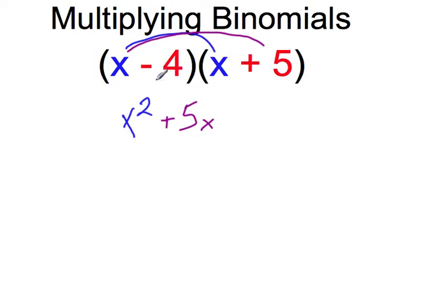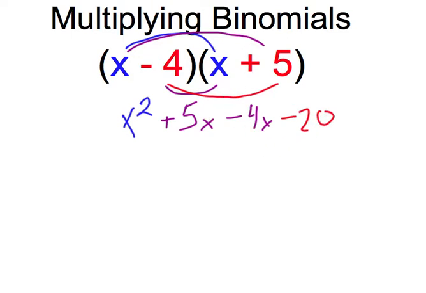Now we're going to distribute the negative 4. The negative 4, which is red, is being distributed to this x, which is blue, so again that's going to remain purple. Negative 4 times x is negative 4x. And then lastly, we're going to distribute this negative 4 to this 5. It's two red, so the result is going to end up being red. Negative 4 times 5 is negative 20.